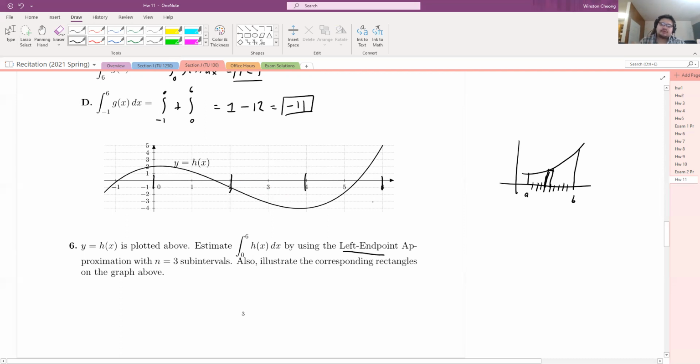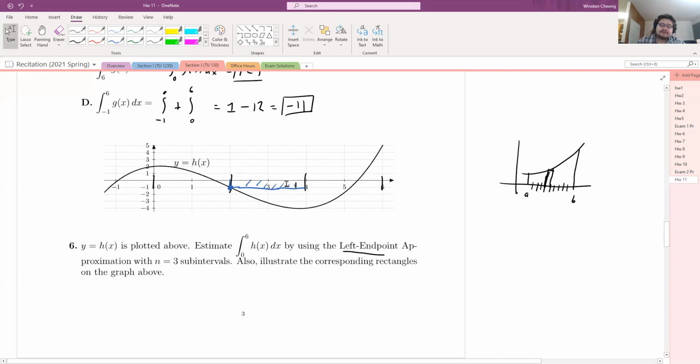And for each subinterval, I want to assign a height to that rectangle. Okay, so the left endpoint means that we make the height of the subinterval match the left endpoint of the subinterval. So for example, the subinterval from 2 to 4, well, its left endpoint is 2. So then we would make it match the height at 2, which is going to be, in this picture, -1. So for this subinterval, we get this rectangle.